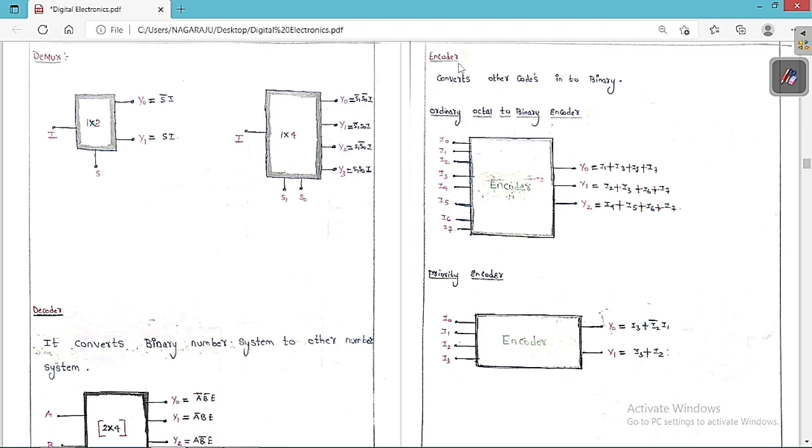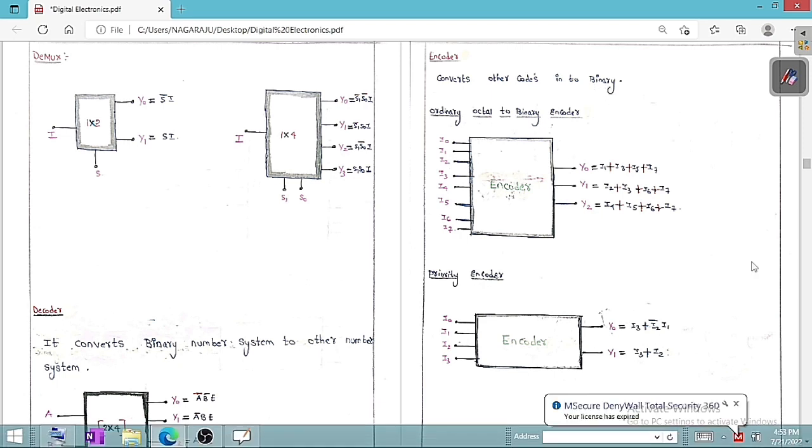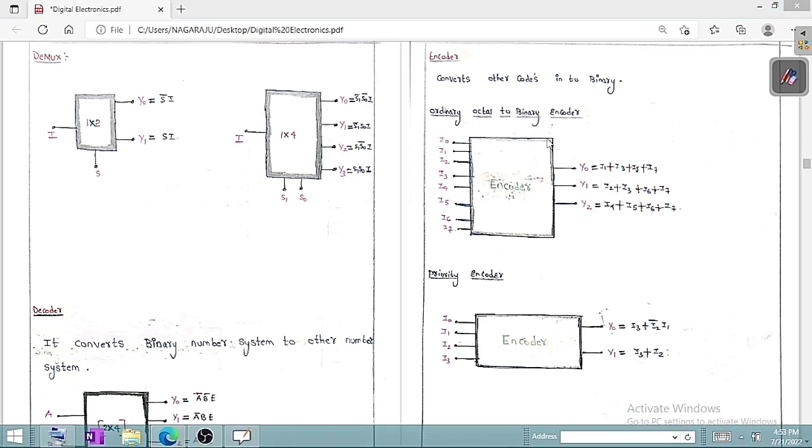So now we are going to learn about the encoder. The encoder is going to convert other codes into binary. I have already told this important point. Basically, the encoder converts any other number system to the binary number system, and the decoder converts the binary number system to any other number system.